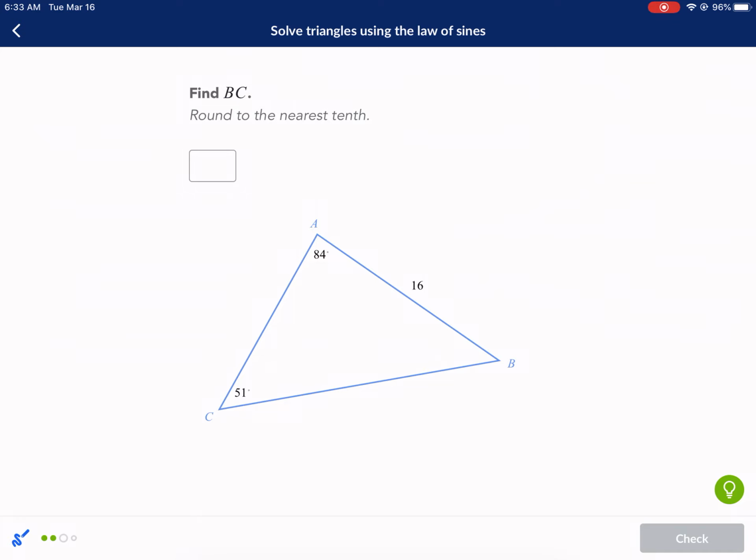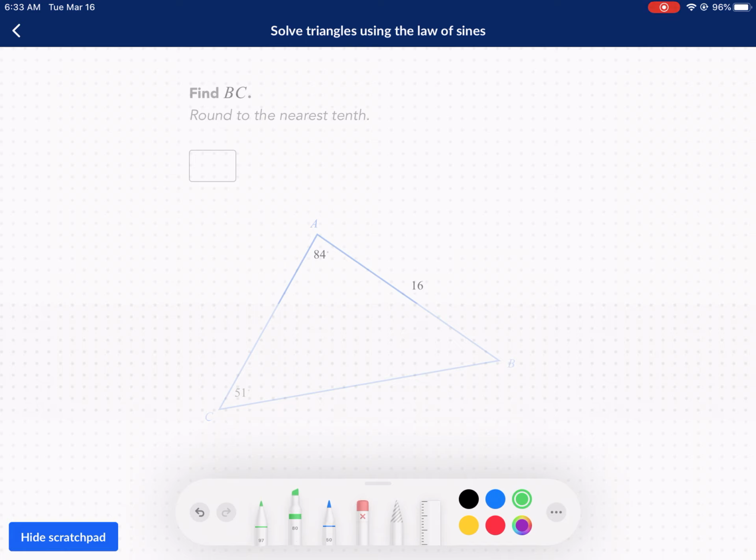Solve triangles using the law of sines. Round to the nearest tenth, find BC. What are we looking for? We're looking for BC.